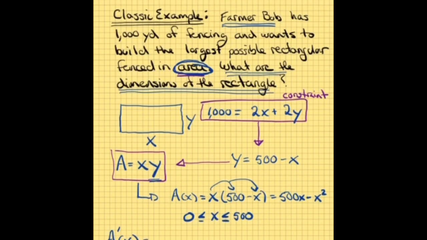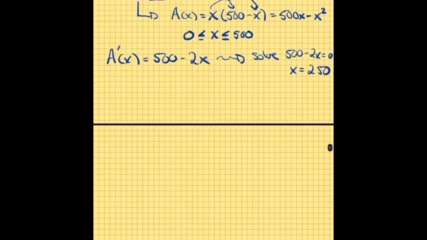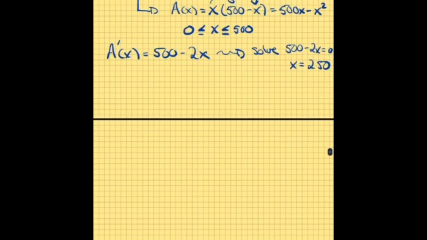Okay, so now we're going to take the derivative and find the critical numbers. So A prime of x equals 500 minus 2x. And then we need to solve 500 minus 2x equals 0, which gives us x equals 250. Now we need to check that in fact this is the maximum.